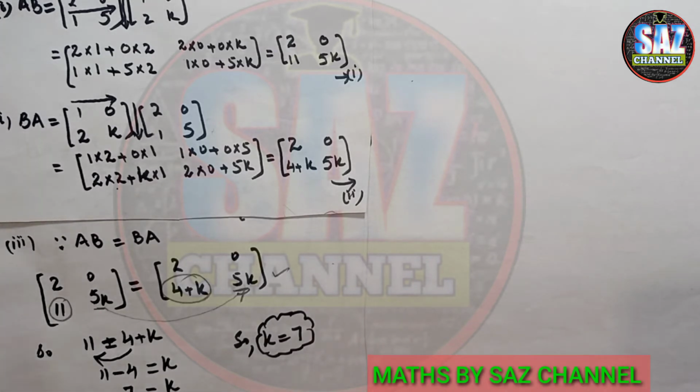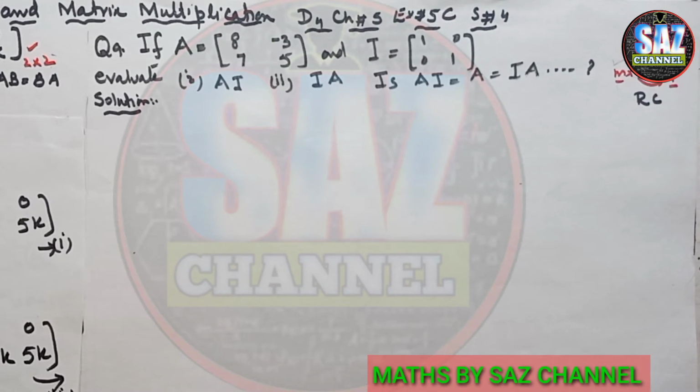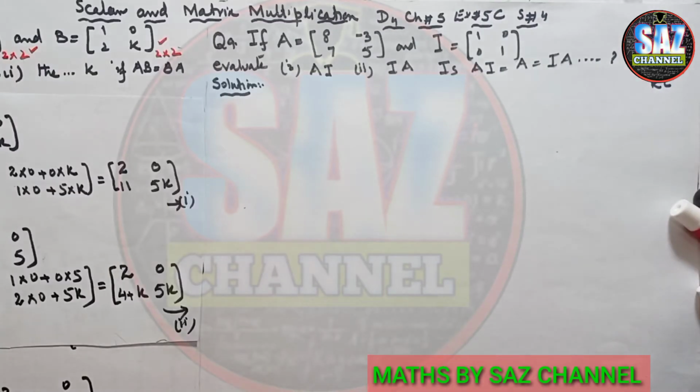Question says that if A equals 8, minus 3, 7, 5 and I equals 1, 0, 0, 1, then we have to find the AI matrix and the IA matrix, and then we have to decide what type of matrix I is.